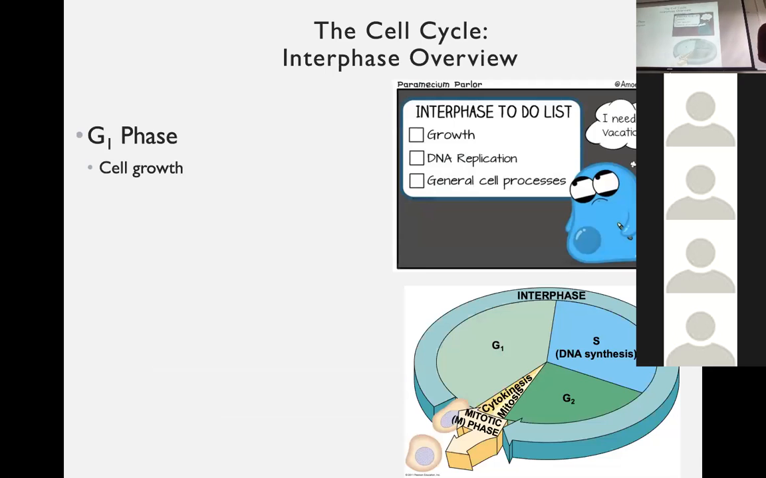All right, so that G1 phase, we're going to start down here. We're starting with a cell that just divided off from another cell. So we'll say it's a pretty new cell. The G1 phase right here is really just for cell growth. That's the main purpose. It's taking in nutrients and growing and developing.